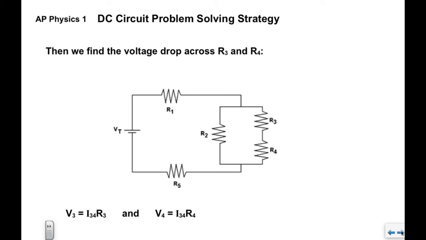We're then going to use that current to find the voltage drop across 3 and the voltage drop across 4 independently or separately. The voltage across 3 is I34 times R3, and the voltage across 4 is I34 times R4. Again, same current, different voltage.